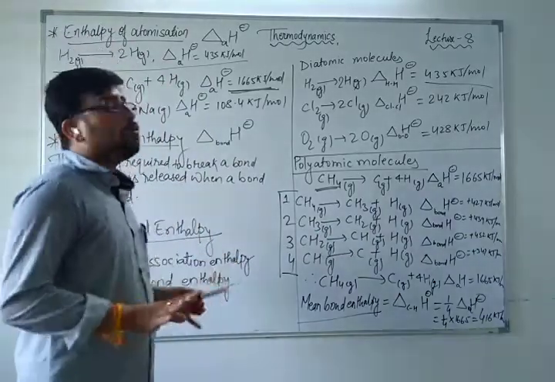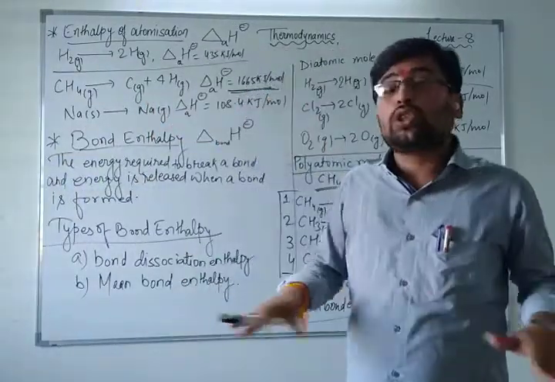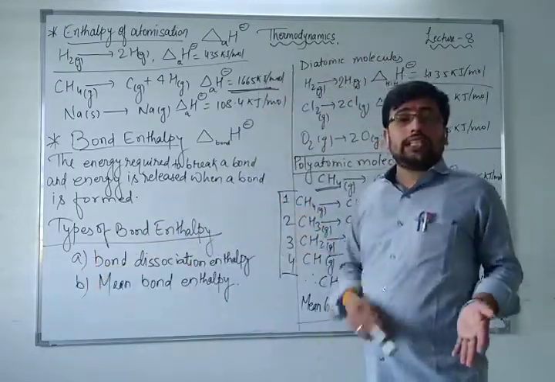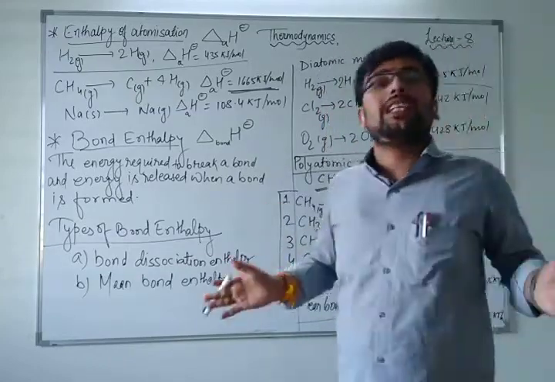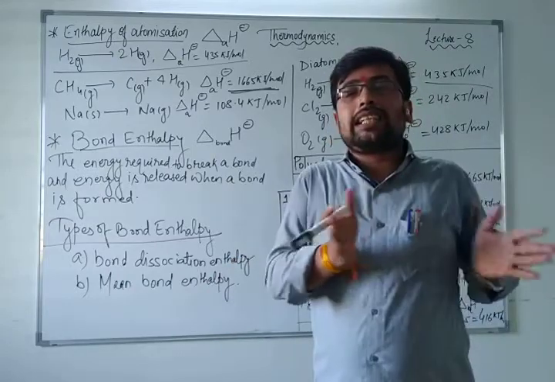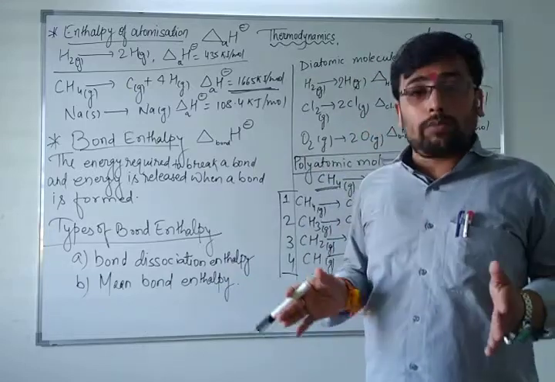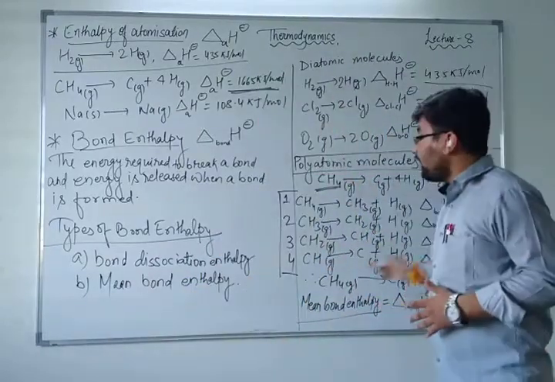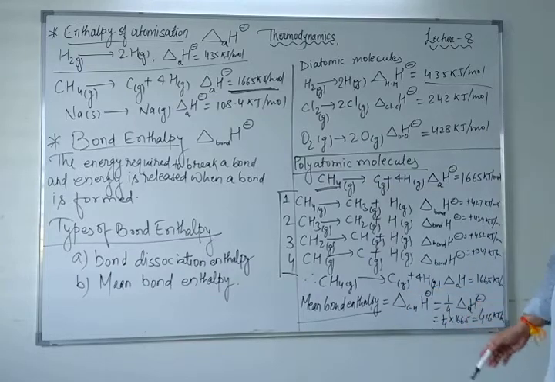So remember what I mean to say. Whenever we dissociate, dissociate means breaking, whether in bond dissociation enthalpy or mean bond enthalpy, whether it is diatomic or polyatomic, you are breaking the bonds. In diatomics, the single bond will break. But in the mean bond enthalpy, there are polyatomic molecules, and they break step by step, as you have seen in methane, which broke in four steps. And we calculated the mean bond enthalpy, that is delta C-H equal to 1/4 into delta H atomization.